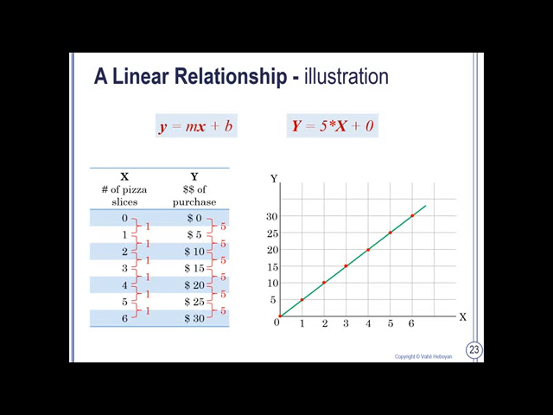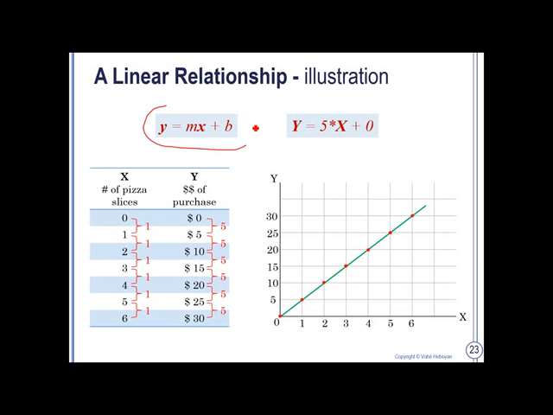Let's take a look at our earlier example, where we are looking into how the price of a purchase changes as we change the number of slices of pizza we order. What we looked into is that the relationship is represented as a linear or straight line, as you can see on the graph. So given that, how can we put this in the form of a linear equation?